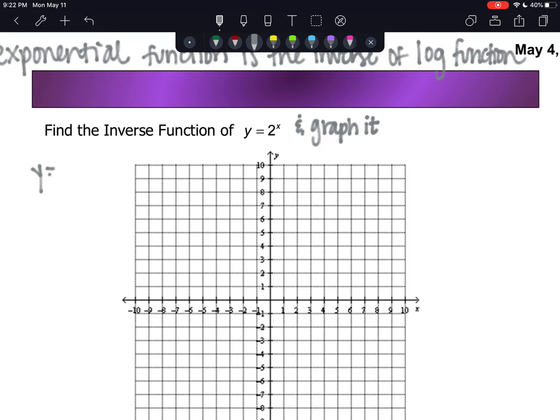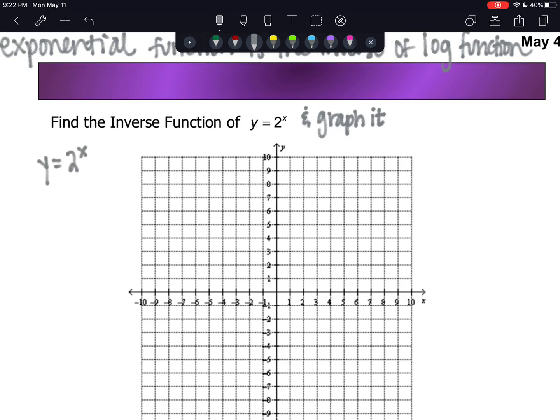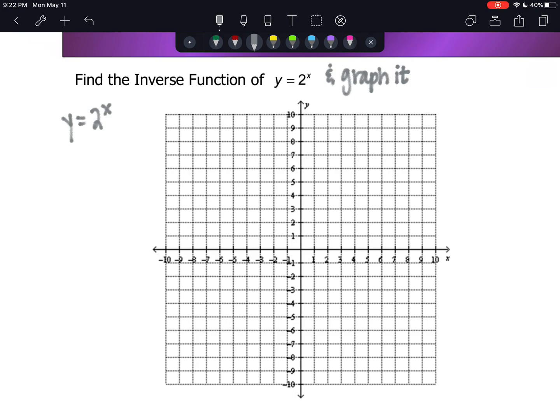So we're first going to graph y equals 2 to the x. Y equals 2 to the x is going to be blue. So we put a -1 in, we get 1/2. We put a 0 in, we get 1. Put a 1 in, we get 2. Put a 2 in, we get 4. Put a 3 in, we get 8.